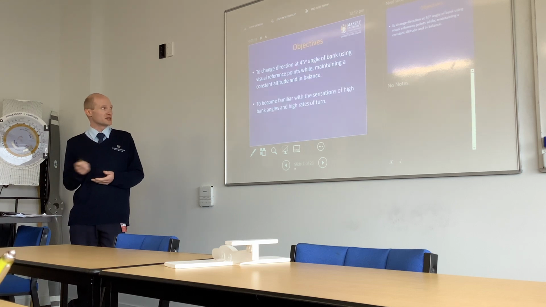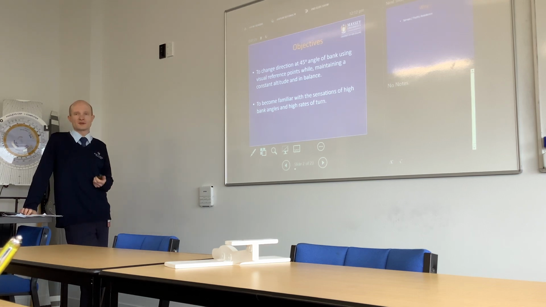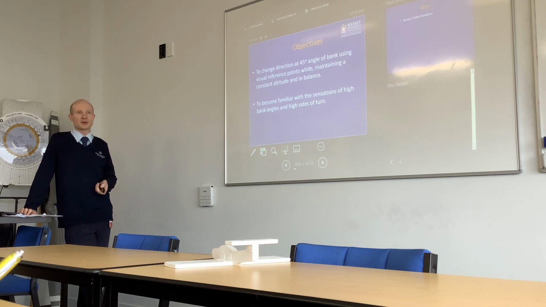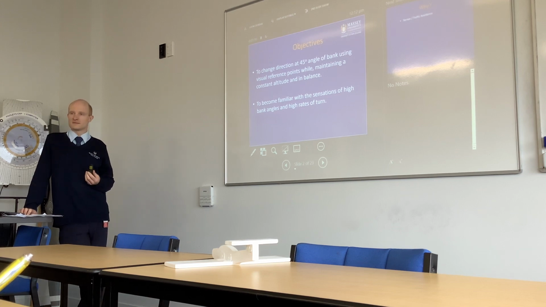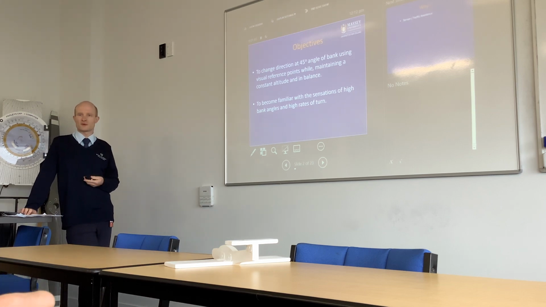Here are our objectives. You'll notice they look very similar to the medium turn objectives, just using 45 degrees angle of bank for this lesson as opposed to 30 degrees or less. We're still looking at maintaining constant altitude in today's lesson and keeping the aeroplane in balance. What is slightly new today though is we want to become familiar with the sensations of higher angles of bank and high rates of turn. What is different from the medium turn? That's what we want to do today.